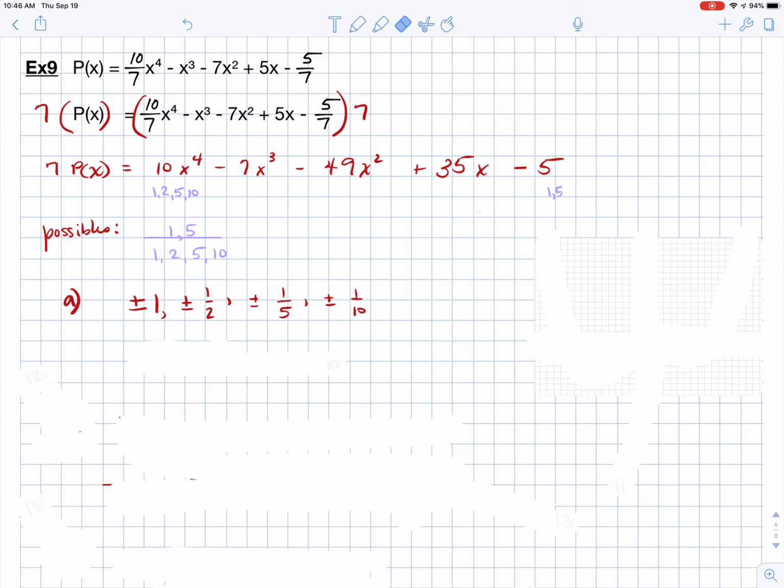Now do the exact same thing for the 5 that's on top. So we'll have a plus or minus 5 divided by 1, a plus or minus 5 divided by 2, a plus or minus 5 divided by 5, but wait a second, we already have that one, we don't need to write it down again. And a plus or minus 5 divided by 10, we already have that one as well. We don't need to write that one down. So I'm only going to write down plus or minus 5 halves.